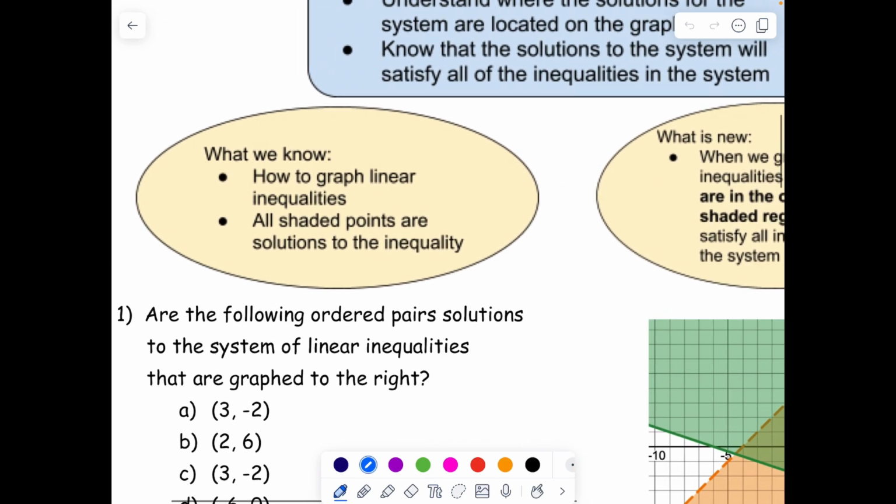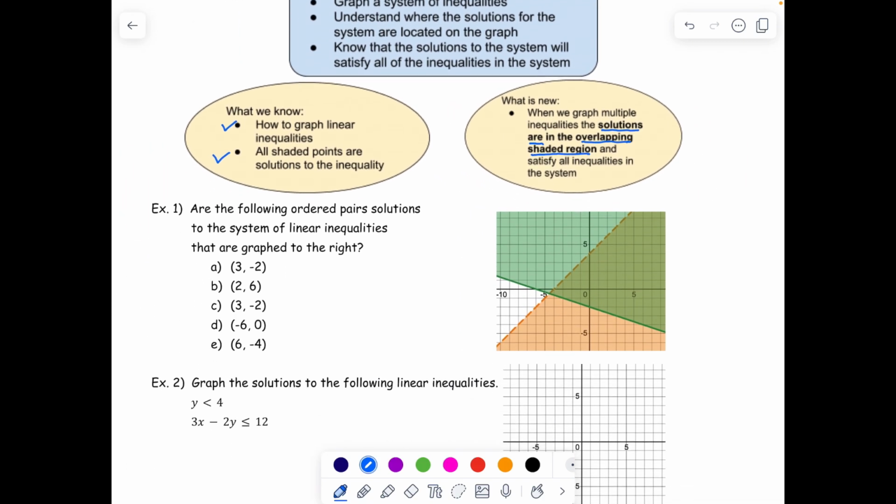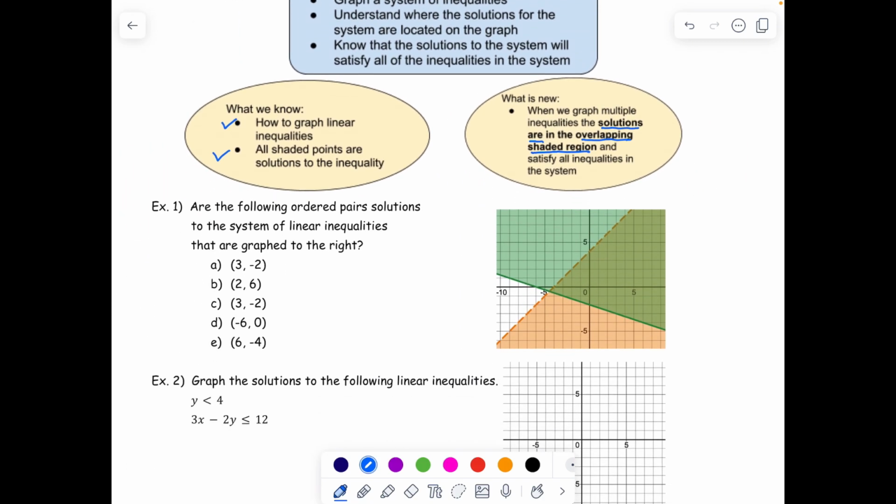Okay? So we know how to graph linear inequalities. We know that all shaded points are solutions to an inequality. What's new is when we graph multiple inequalities, the solutions are in the overlapping region. As we look at example 1, the green inequality has all of these as solutions, and the orange inequality has all of these as solutions. So the only place that the solution to the system is, is in here.